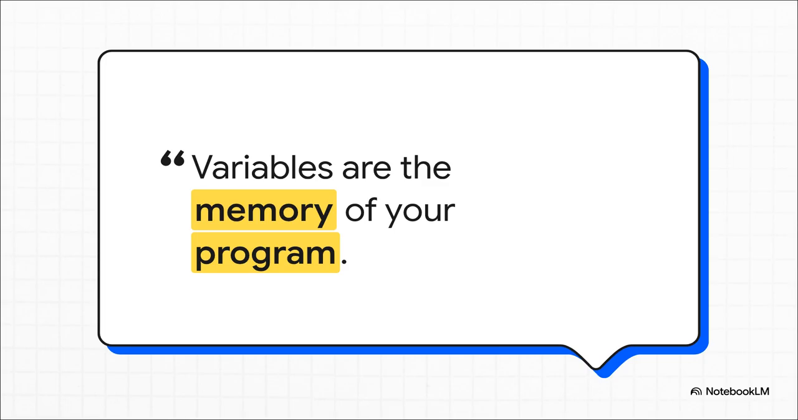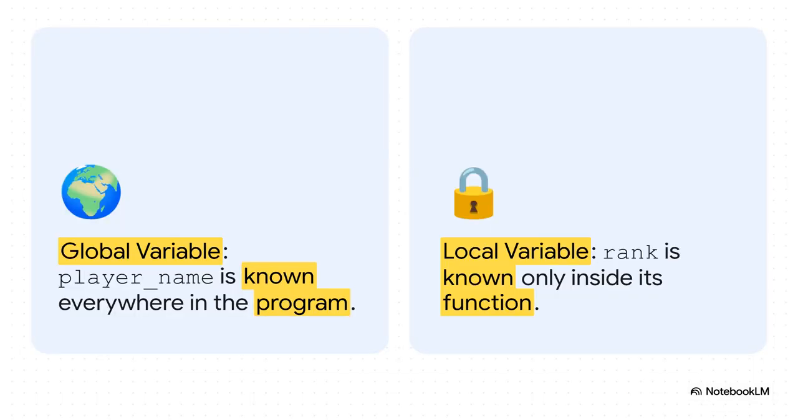The best way to think about variables is that they are the memory of your program. They're like little labeled boxes where you can store important info, a player's name, their high score, their current rank, so you can grab it and use it whenever you need to. But here's a really important detail. Not all memory works the same way.